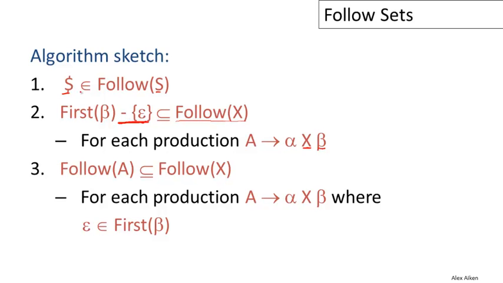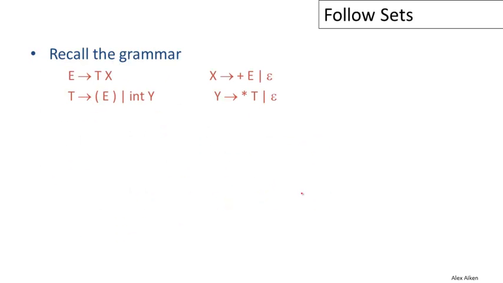And now, the second part of the algorithm is that if we have some suffix of a production, beta, that can go to epsilon, so epsilon is in the first of beta, so this suffix of the production can completely disappear, then as we said on the previous slide, the follow of the left-hand side symbol will be in the follow of X. And that's it in terms of the rules for computing follow sets. So now let's work through an example.